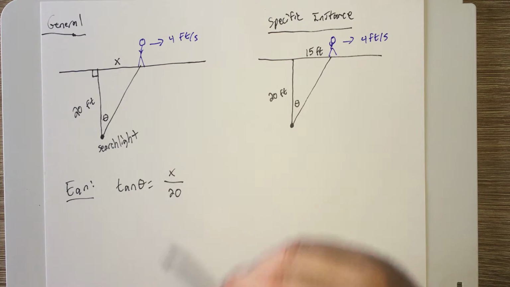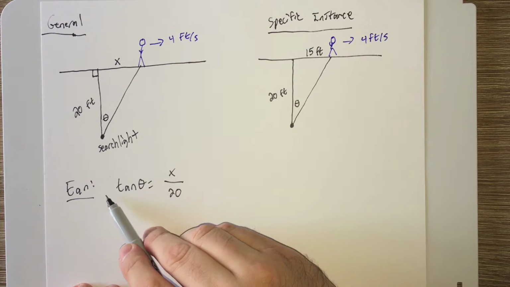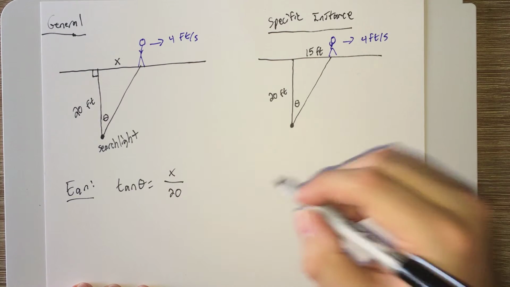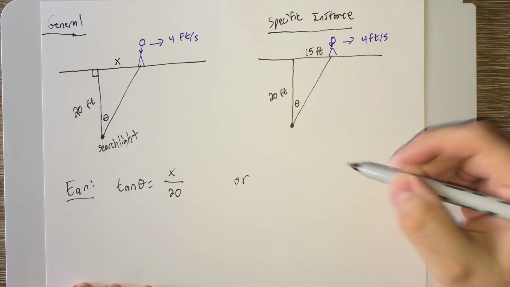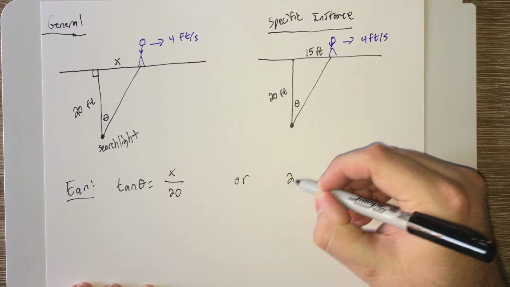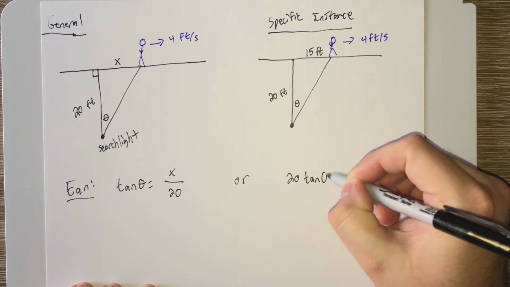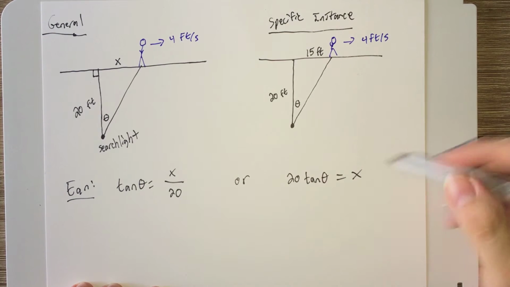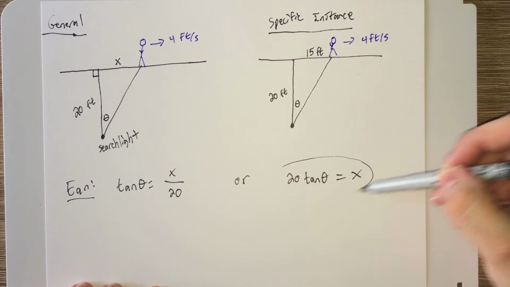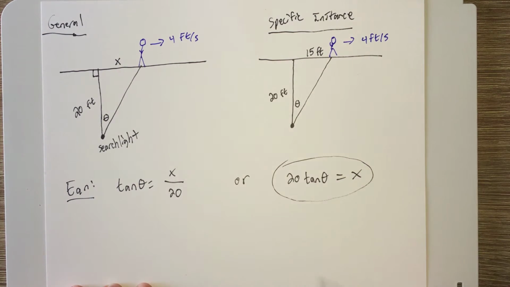Now, another thing you can do is just move the 20 over here. You can multiply both sides by 20. So I'm going to write down an equivalent equation: 20 tangent theta equals x. This will be the one that we'll focus on instead. It doesn't really matter though, you can use that one. I just like to put the 20 over there. So then what you do is you differentiate both sides.